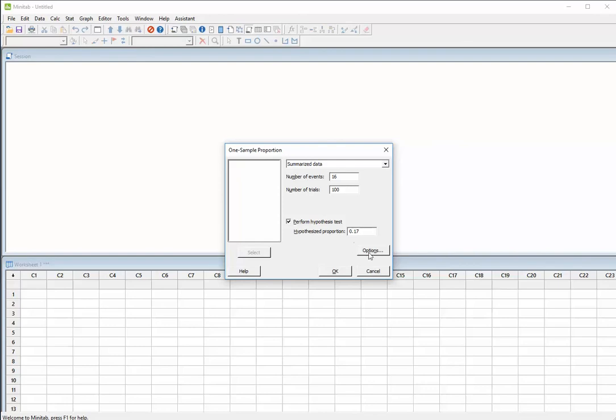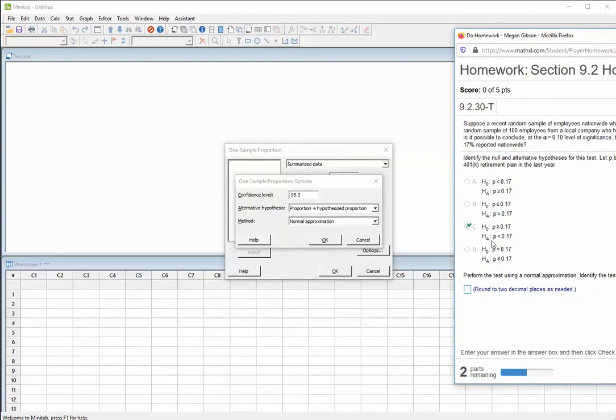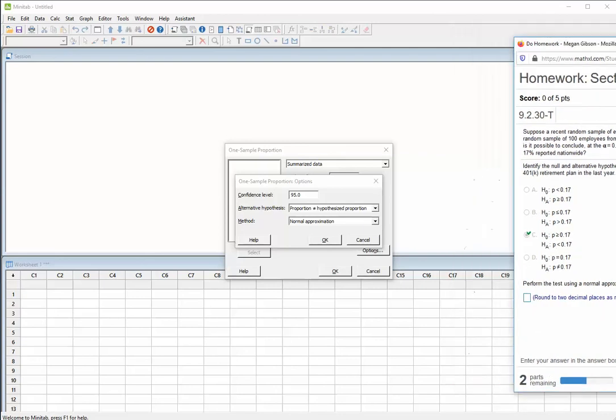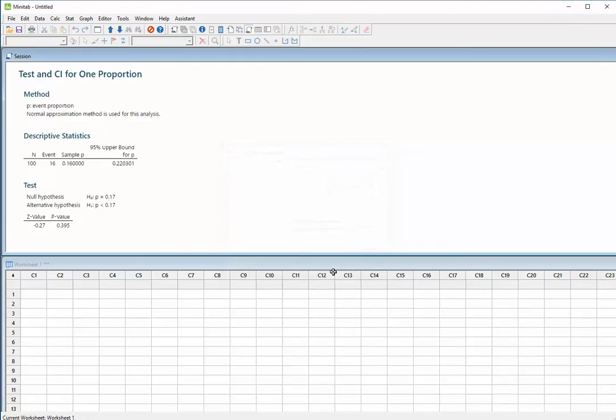Then I'm going to click on Options. I need to change the method from exact to normal approximation. And then I need to change the alternative hypothesis box to match my alternative hypothesis. In this case, it's the proportion is less than the hypothesized proportion. Then click OK and click OK again.